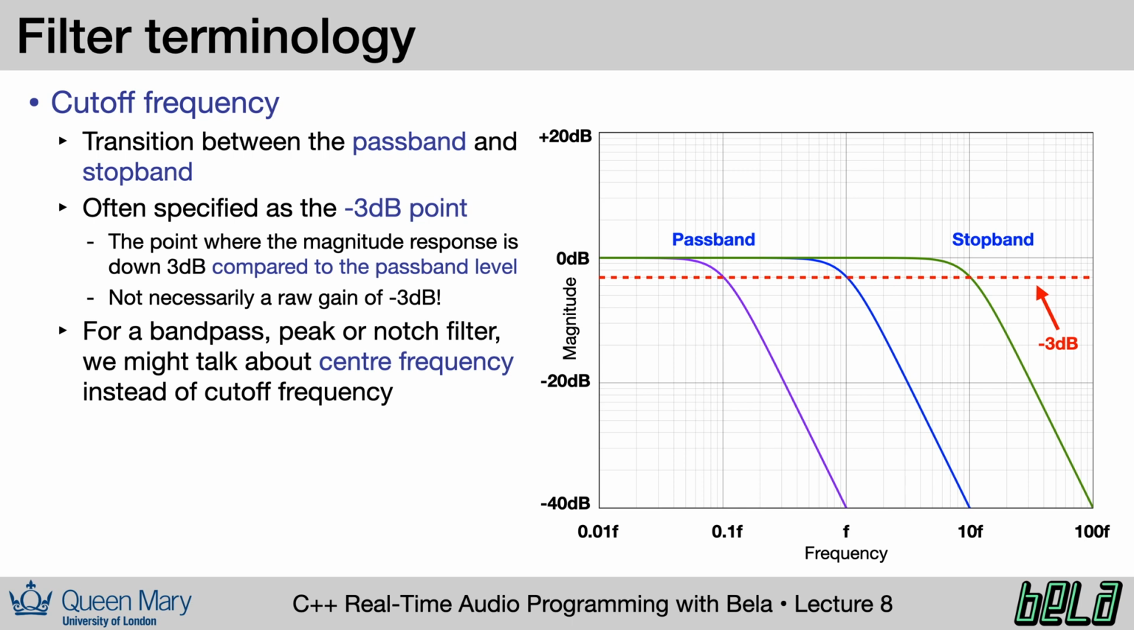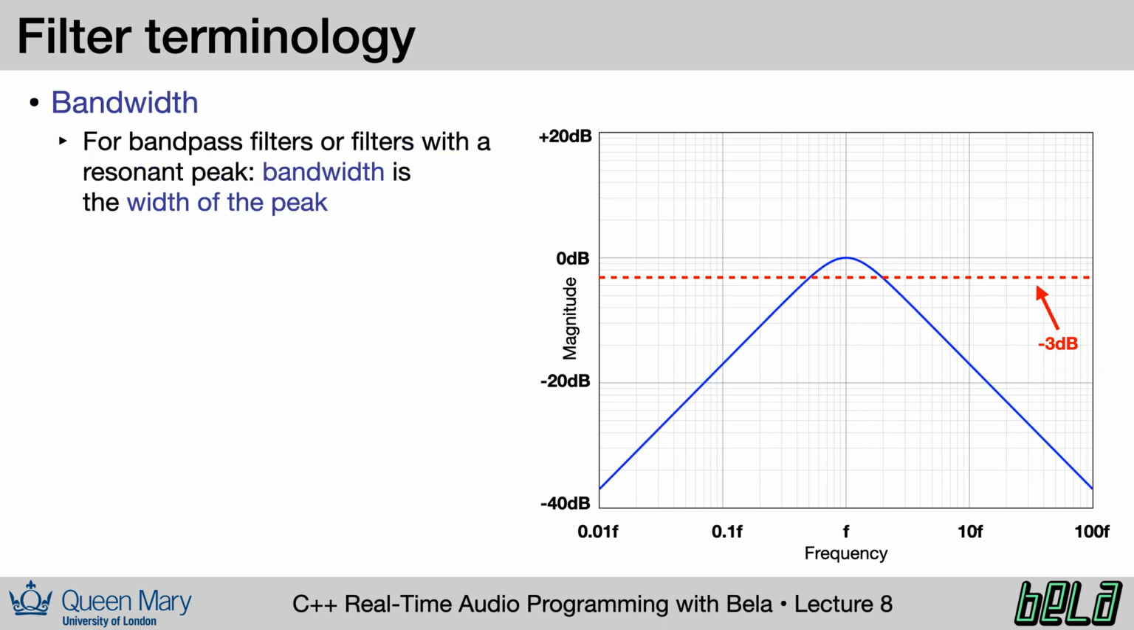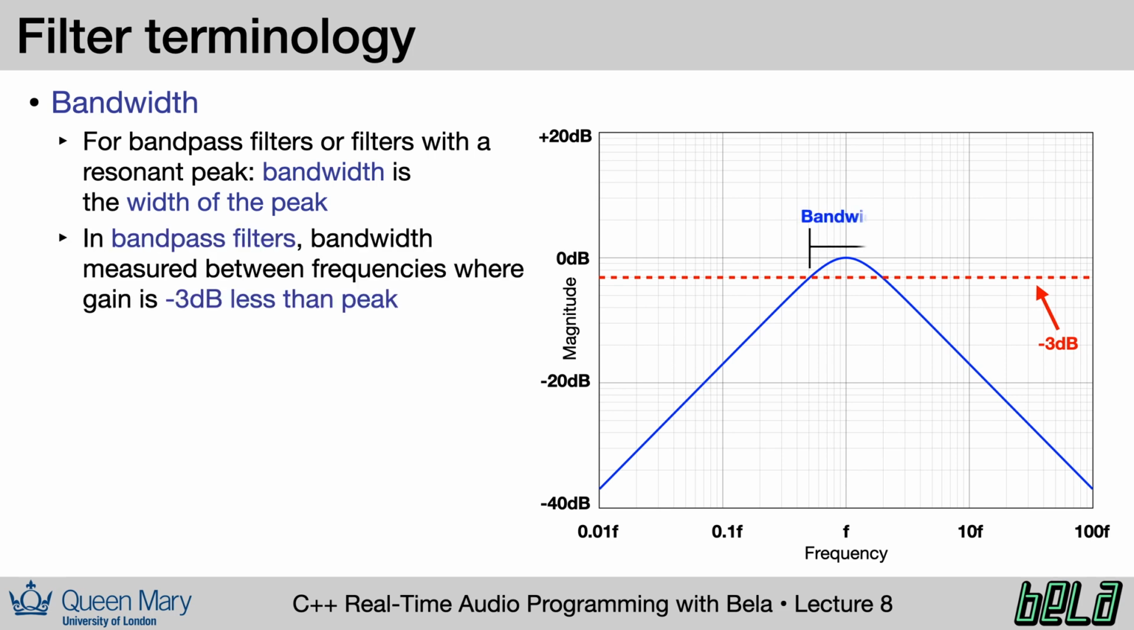For other types of filters, such as bandpass or peaking filters, we might talk about its center frequency rather than its cutoff frequency, but the basic idea is the same. Another important filter term to know is bandwidth. For any filter with a peak, the bandwidth describes the width of that peak. So here we have a simple bandpass filter, and the bandwidth is measured as the difference between the two frequencies where the gain is 3 dB less than the peak.